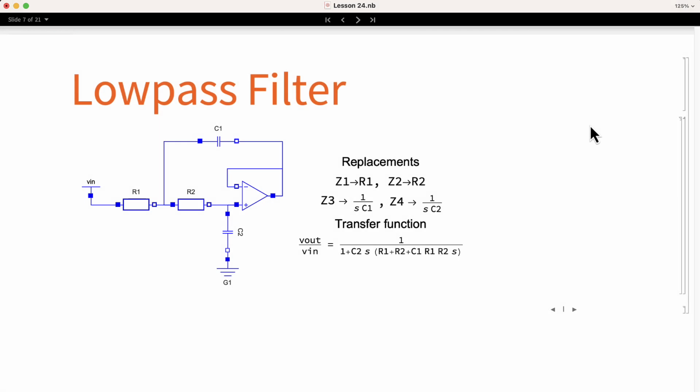This is the low-pass version of the Sallen key architecture. As you can see, some of the impedances are turned into resistors and others into capacitors. Here we can see the replacements. Z1 is now R1, Z2 is R2, Z3 is replaced by the Laplace transform version of the capacitor, just as we saw in the frequency analysis lesson. Similarly, Z4 is replaced by capacitor 2. After simplifying the transfer function, we get the following result. Now the transfer function is in terms of s, which is a complex variable used for frequency analysis.